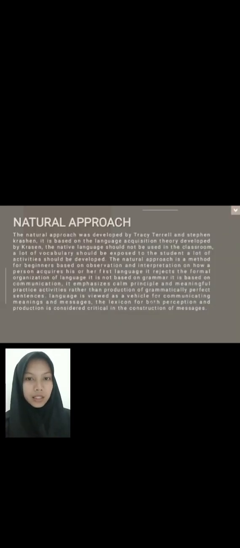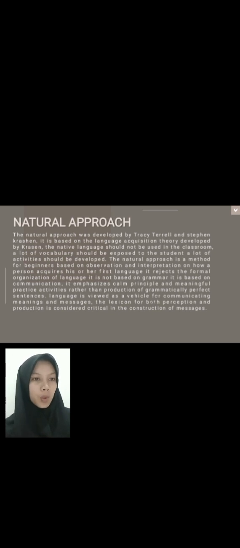The next material is the natural approach. The natural approach was developed by Tracy Terrell and Stephen Krashen. It is based on the language acquisition theory developed by Krashen. The native language should not be used in the classroom. A lot of vocabulary should be exposed to the students. A lot of activities should be developed.